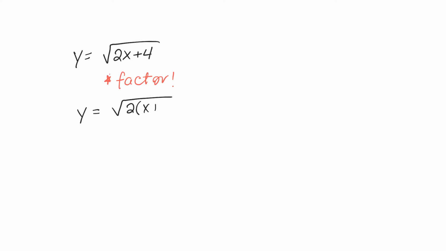Same thing on these. If you have y equals the square root of 2x plus 4, what do you need to do here? You need to factor because it's inside. Don't let that get you. So when you rewrite that, you're going to rewrite it as the square root of 2 times x plus 2. Now you can see you've got a horizontal stretch and a horizontal translation. So on our mapping notation, we're going to have x divided by 2 minus 2. There's nothing vertical, so we're just going to leave our y alone.